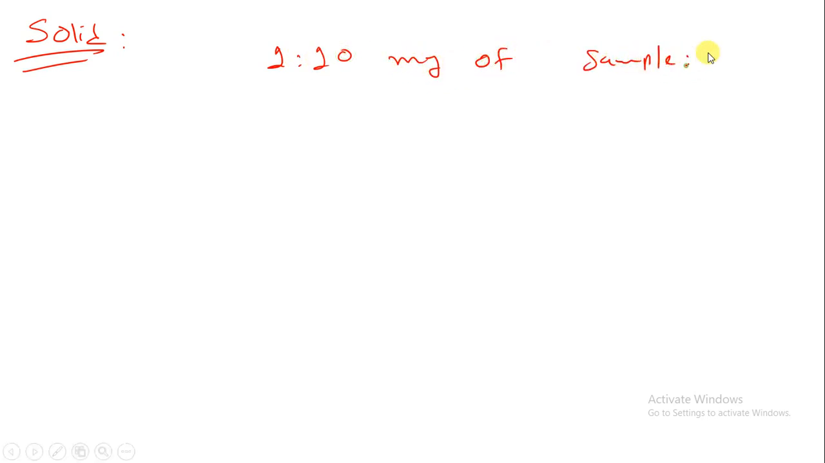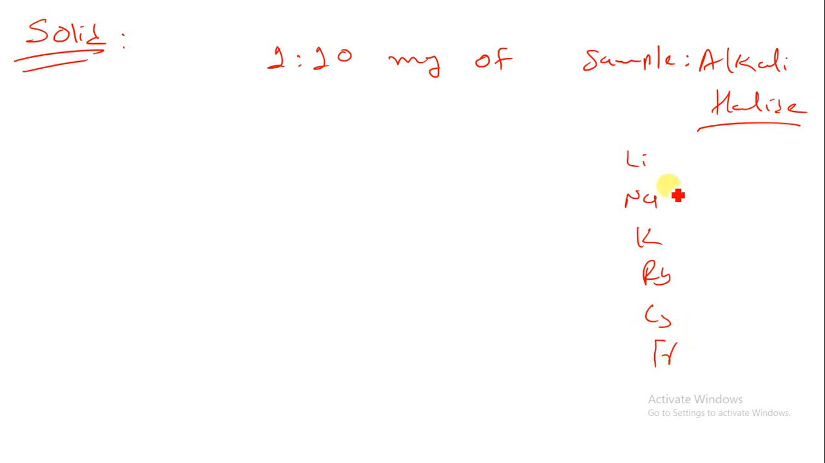Suppose our sample is solid. What we have to do is make a proportion of 1 milligram of sample to 10 milligram of alkali halide. Now what is alkali halide? As we know, alkali halide is a combination of an alkali metal, that is lithium, Na, K, Rb, Cs and Fr, with a halogen, that is F, Cl, Br, I, At. With a combination of these we can take 10 milligram of alkali halide as compared to the sample.